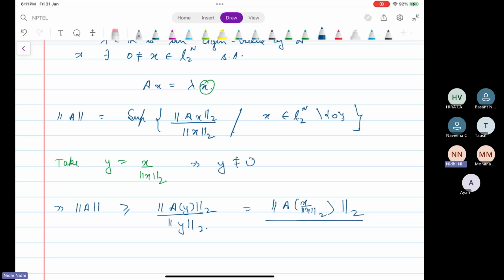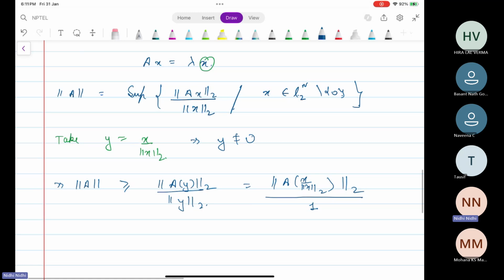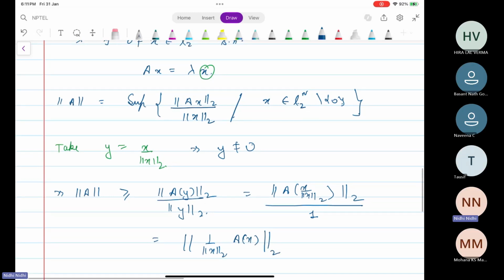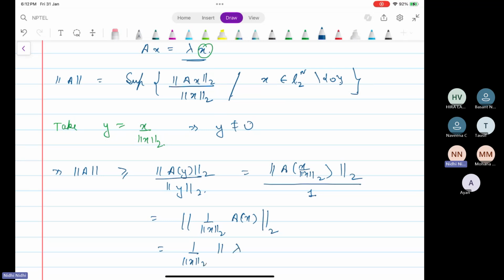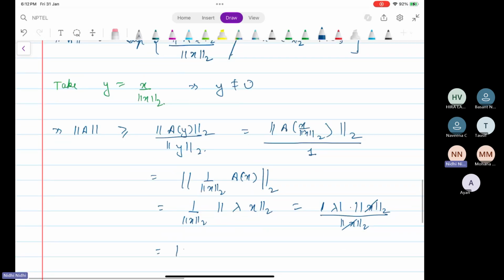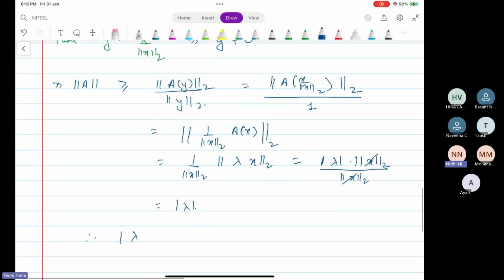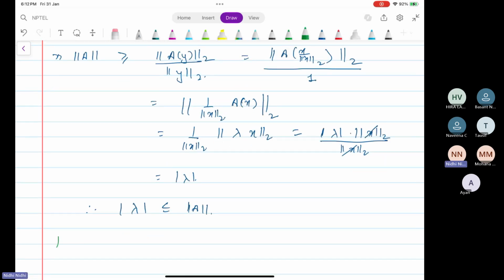It is a unit vector. This is 1. Now, since A is a linear transformation, this is 1 upon norm x times norm of Ax. And since x is an eigenvector, this is lambda times x. So we have 1 upon norm x times norm of lambda x. By the property of norm, this is modulus lambda times norm x by norm x. This gets cancelled out. This is equal to mod lambda. Therefore, we have modulus lambda less than or equal to norm A. Therefore, our given statement is true.